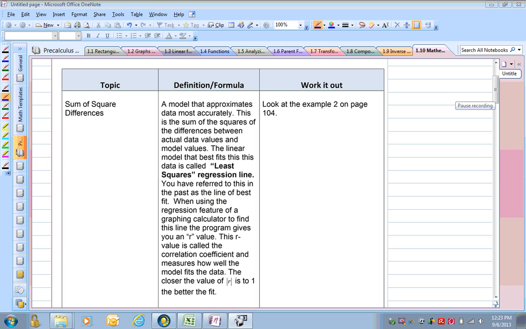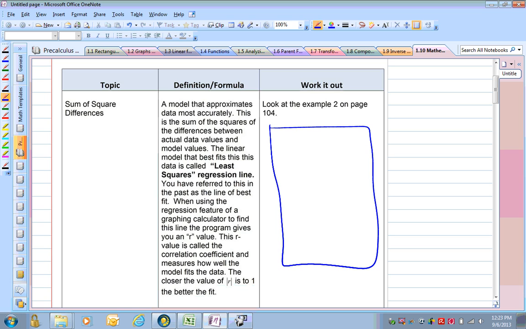I also want you to look at the examples on this example 2 on page 104 about the sum of square differences, or the least squares regression line. So take a look at that. Please look down your book and make some notes in this area of your notes, and I'm going to take a look at that on Monday.